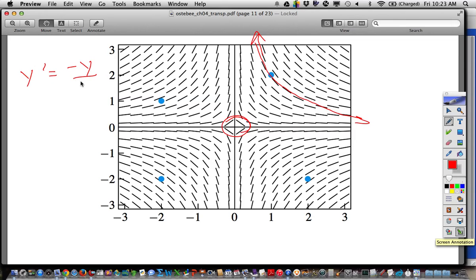Negative y over t, right? So what happens if you put in the point 0, 0? It's undefined, right? The slope's undefined, but in kind of a strange sort of way. A lot of times we think of undefined as a vertical slope. When we talk about the slope being undefined, we talk about vertical. Well, that happens whenever t is 0 and y is something else.